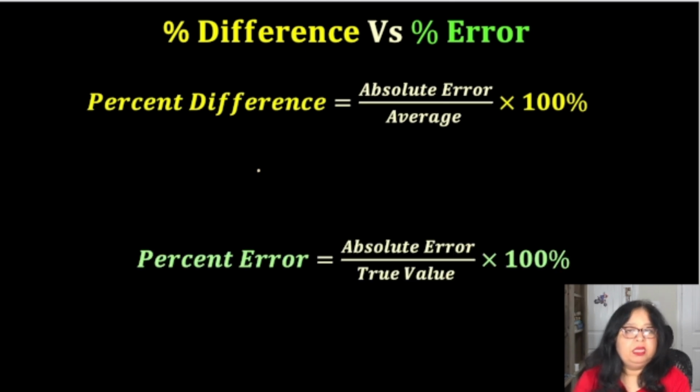Here's the difference between percent difference and percent error. Percent difference is found between two measured values, while percent error is found between a measured value, or the average of the measured values, and a true value, a theoretically accepted or determined value. Make sense?